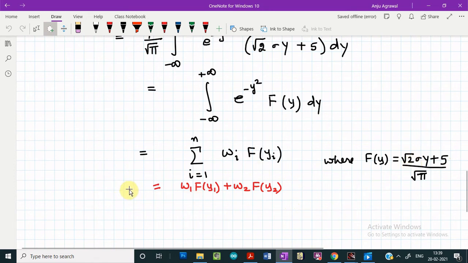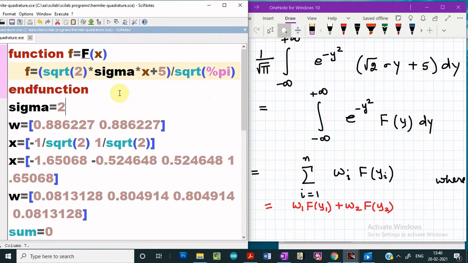Now let us see how we can program this using Scilab and solve this integral. This is the Scilab program, and here we have defined the function. In this function definition, the right-hand side is the same as this capital F(y), square root of 2 times sigma y plus 5, divided by square root of y. Instead of y, we have taken the variable x, which doesn't make any difference. So this will be the function definition, and over here we are taking sigma as 1, and we'll see how the result is affected by changing the value of sigma.